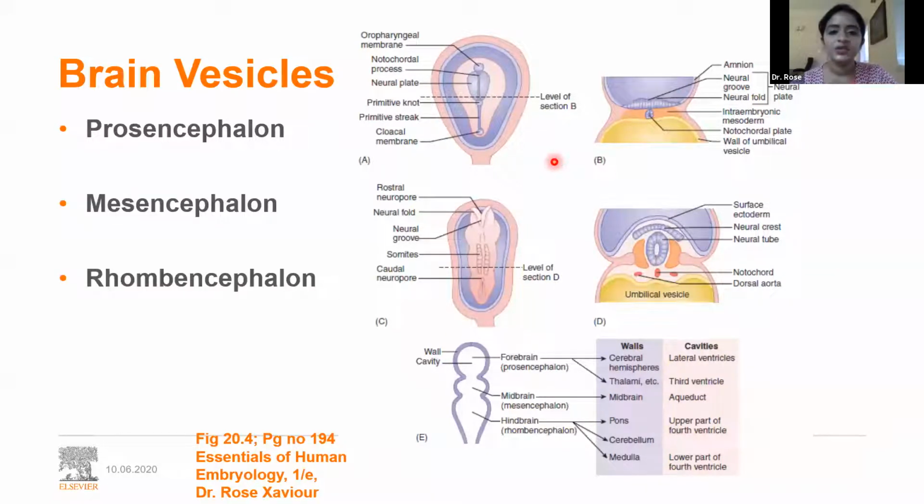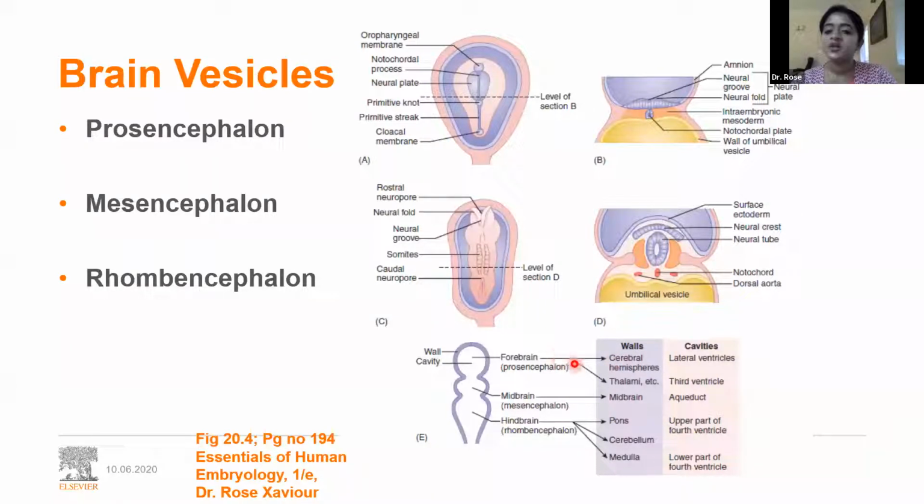We have seen the neural tube formed. This is the anterior neuropore, this is the posterior neuropore. Once these neuropores are closed, we have a single neural tube formed. At the cranial end, this neural tube will have three brain vesicles. They are known as prosencephalon, mesencephalon, and rhombencephalon. Prosencephalon is otherwise known as forebrain. These subdivisions you should be very thorough with, because all these things are favorite questions for the examiners.